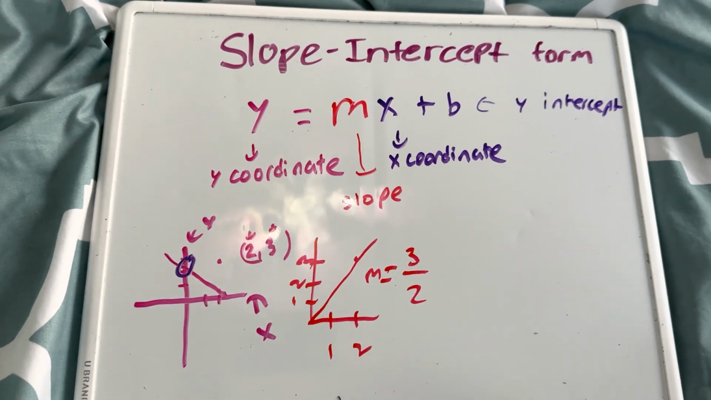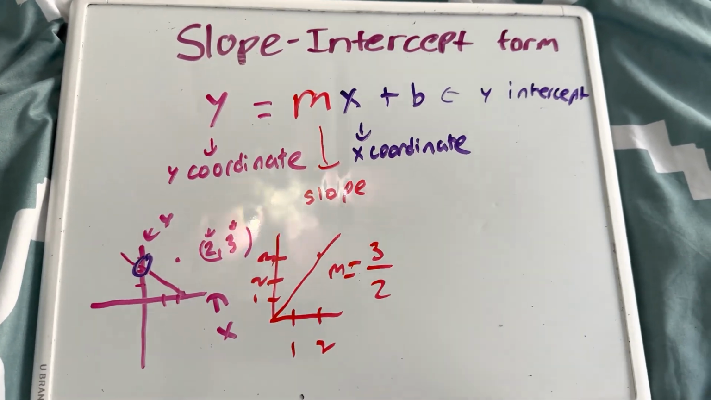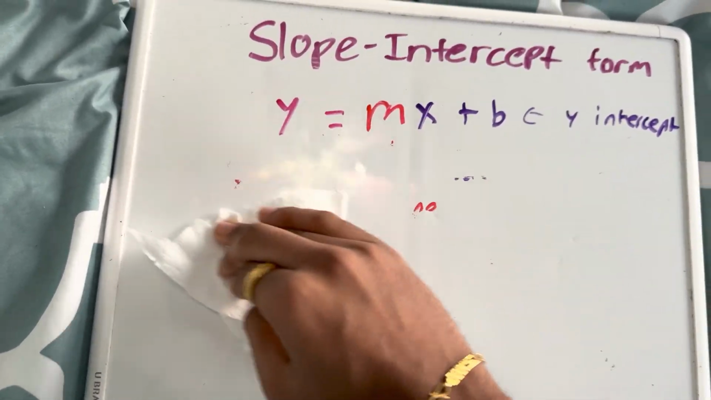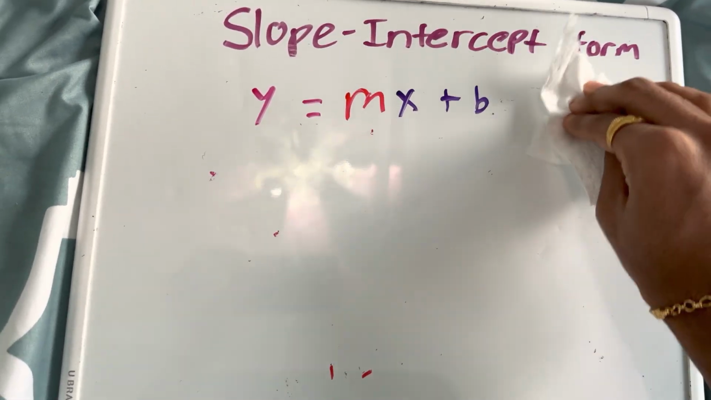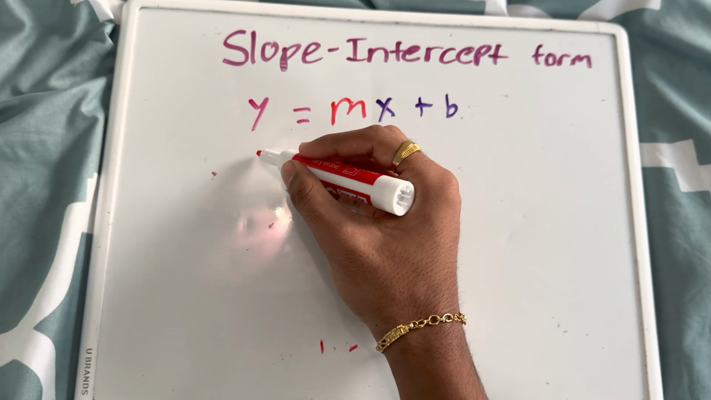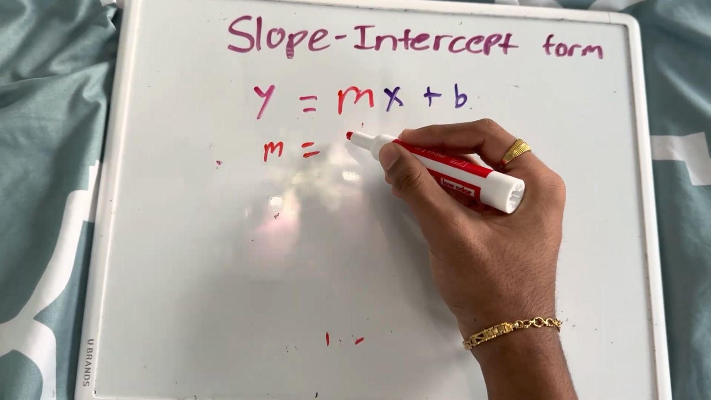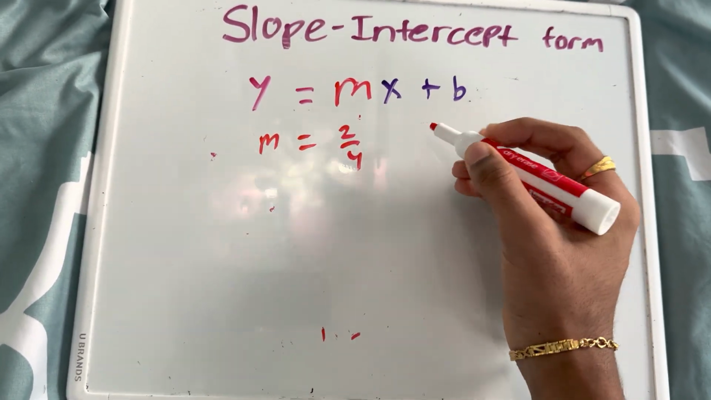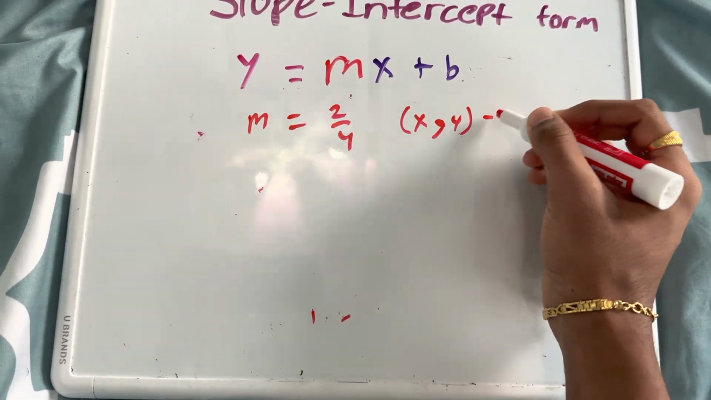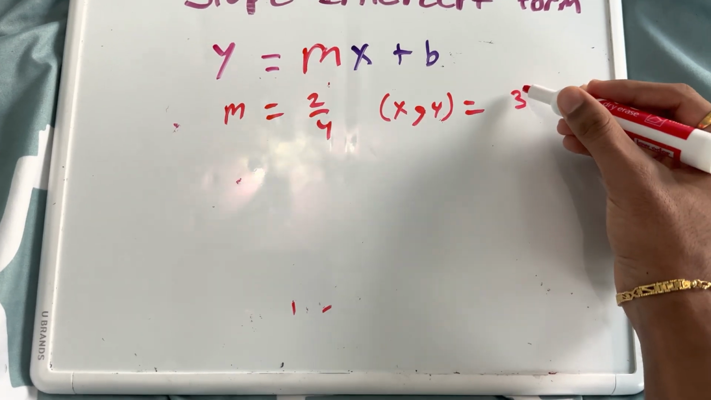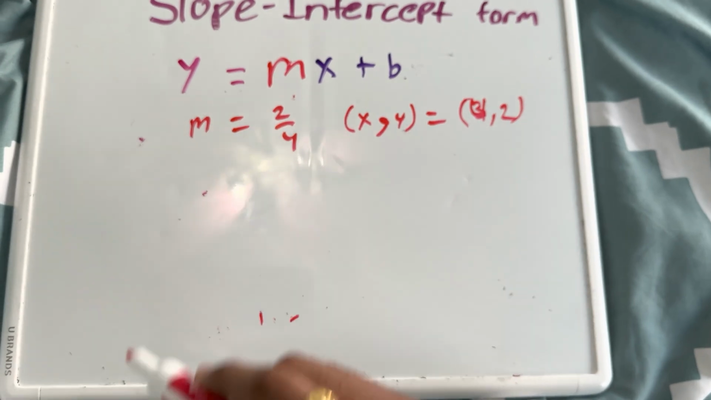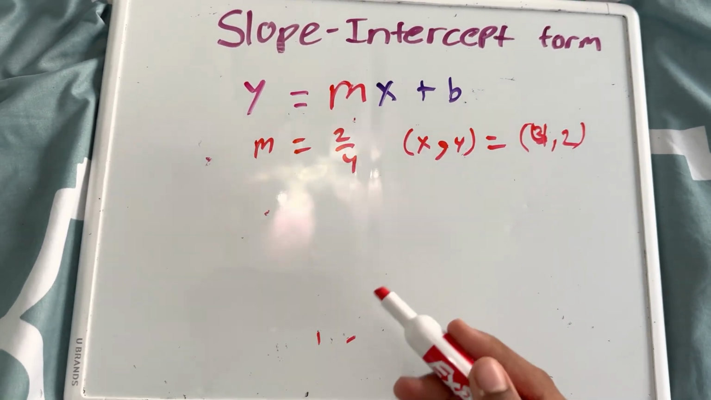Now, let's give you a few questions to practice. I'll leave this equation up for you just to remember in case you forget. Now, if your slope equals 2 over 4 and your xy coordinate equals (4, 2), what is the y-intercept? Take some time to think about it.